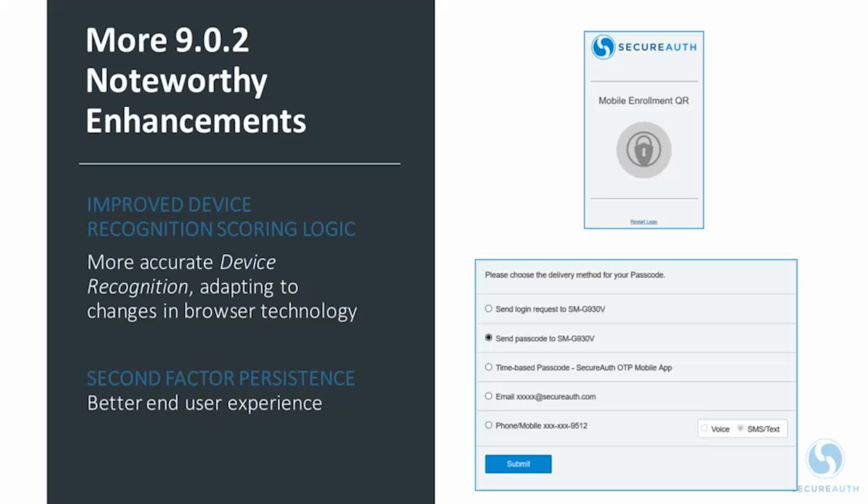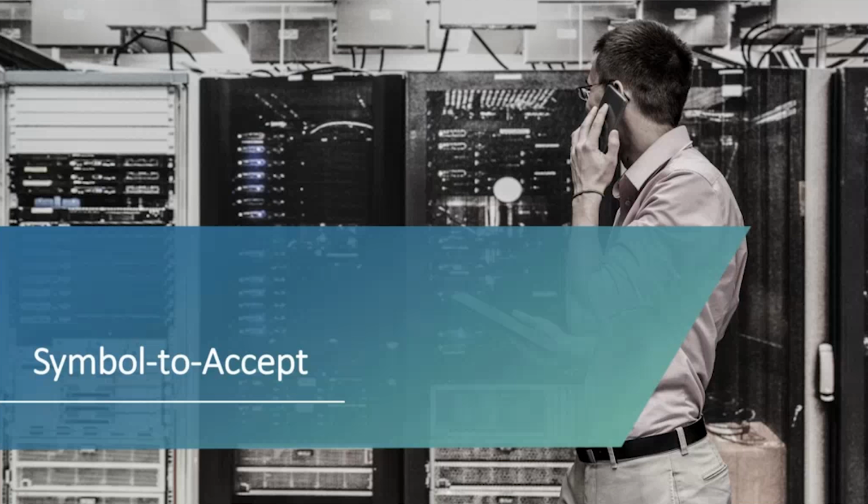In combination with that, we also enhanced the second factor persistence. What this allows us to do is remember the user's last choice for second factor. So for example, if they've selected sending a login request to their mobile device the last time they came through, it will have that radio button pre-filled for them, and all they have to do is hit submit. This is stored client-side on the browser, so if the user clears their browser session or their cookies, they won't have that persistence. So it doesn't require us to write back to the data store. It's more of a usability enhancement to make it really nice for our end users, not having to have some extra clicks in the process. And with that, I'm going to hand it back over to Damon to speak about our new symbol to accept feature.